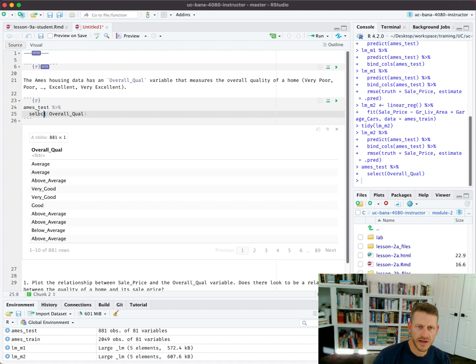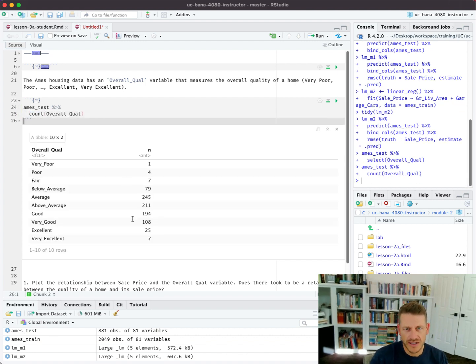We could actually count the different values here. So we can see that these homes range in quality from very poor all the way up to very excellent. You can see that we only have one very poor home. We've got 4 that are poor, and we have 7 that are very excellent. So the bulk of our homes actually fall in average, above average, good to very good, but we do have some outliers in the other ranges.